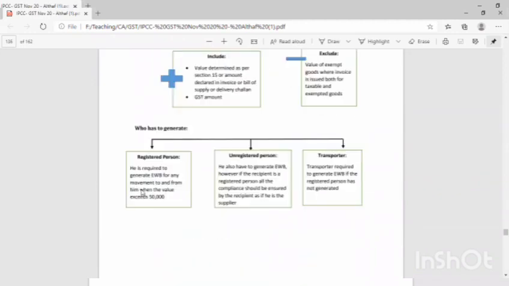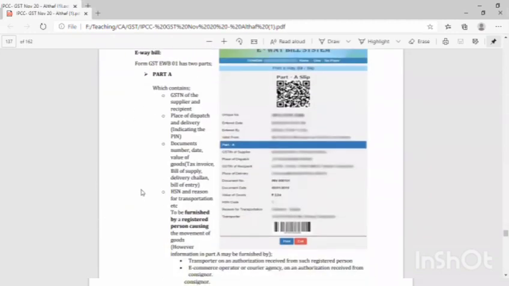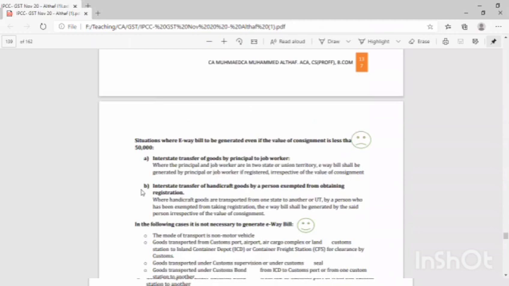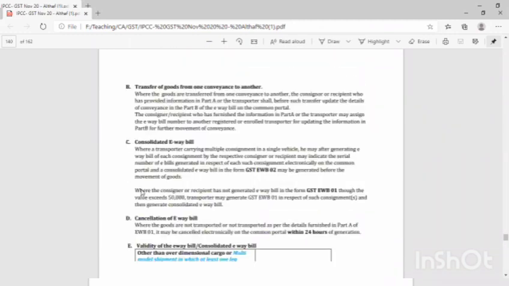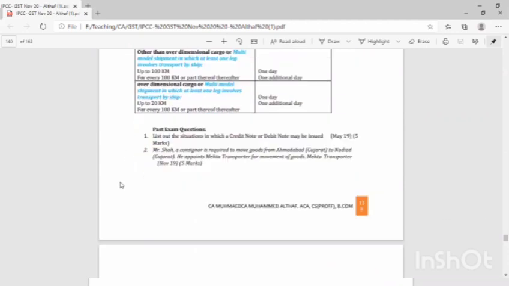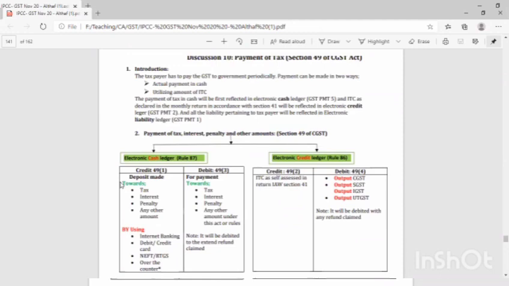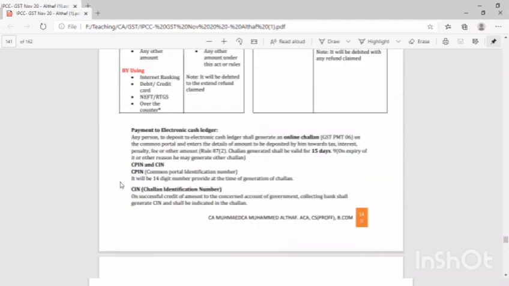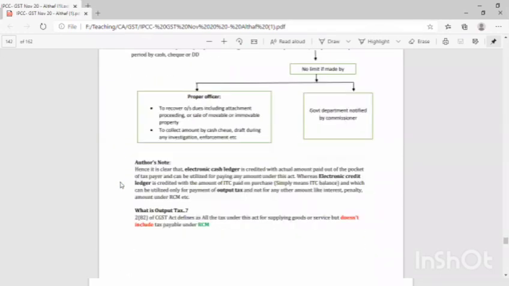The e-way bill does not contain many amendments here, because there is not much amendment in fact. This actually happened in the last attempt, the validity of the e-way bill. You can just go through that. Then payment of GST. In payment of GST, there actually is an amendment. I'll tell you what that amendment is.